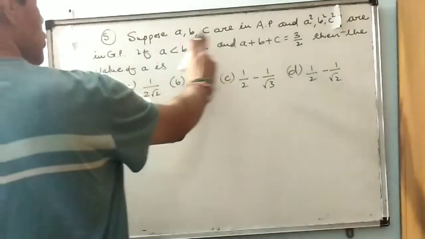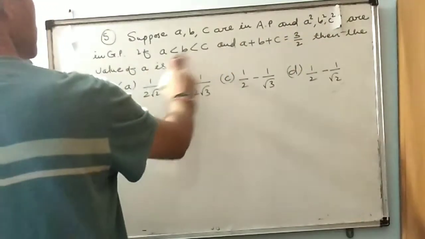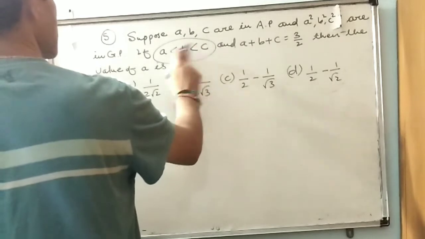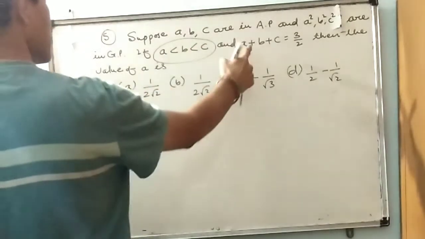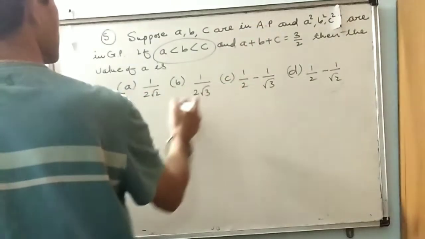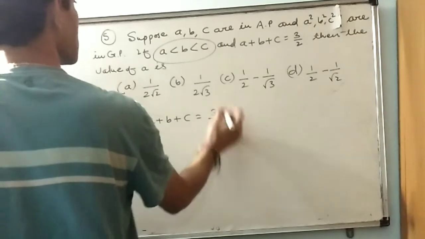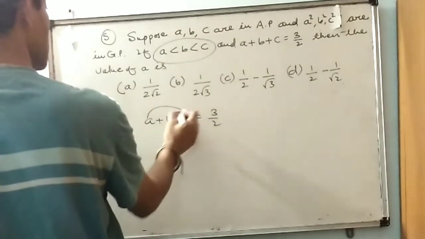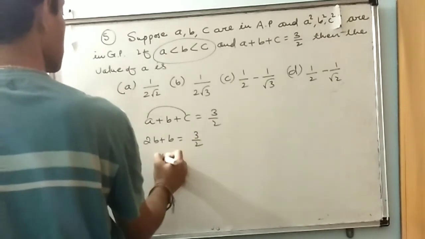This question is based on sequence and series. A, B, C in AP, A square, B square, C square in GP, and then this relation is given. They are distinct. C is the biggest, A is the smallest. Start with A plus B plus C is equal to 3 by 2. Since A, B, C are in AP, we can say A plus C can be written as 2B.